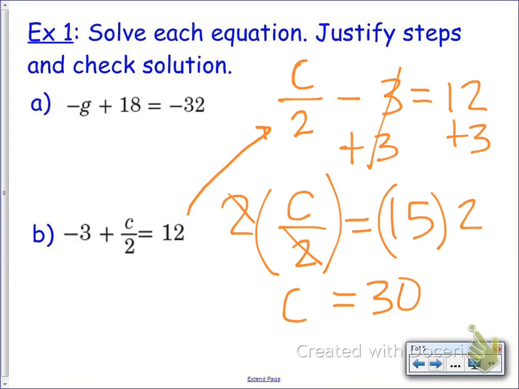Okay, now I could go ahead and check this and plug in 30 to the original equation to see if it really works. Well, what's 30 divided by 2? It's 15. And what's 15 added to negative 3? It's equal to 12. So you can check these. You don't have to wonder if it's right. You can plug it back in and see if it works.